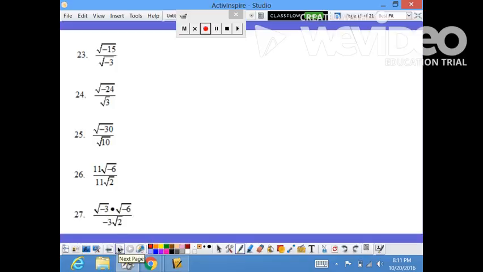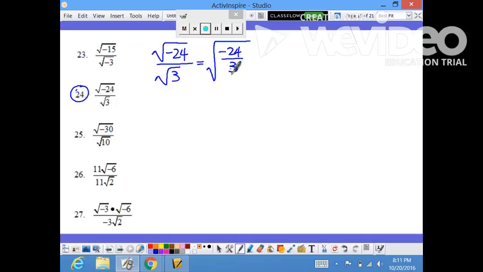Moving on. Question 24. You have the square root of negative 24 over the square root of 3. Again, if we use the definition that we talked about, the square root of a divided by the square root of b, let's go ahead and bring it under one umbrella. So that's going to be the square root of negative 24 over 3. Okay? We know that 3 goes into 24 how many times? That's 8 times. And a negative divided by a positive is negative. So we're really simplifying the square root of negative 8.